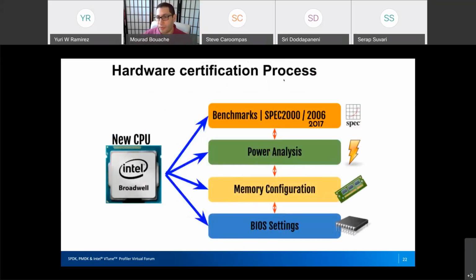The hardware certification process, what we do when we have a new CPU, for example, we do the benchmarks: SPEC 2000, 2006, and 2017. After this, the next step is going to be power analysis, the same way as the previous graph I presented. Then memory configuration, which is very connected to the CPU. And then you also have the BIOS settings that we need to set before any configuration or any benchmarking.